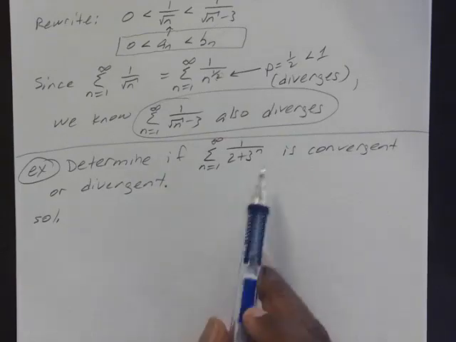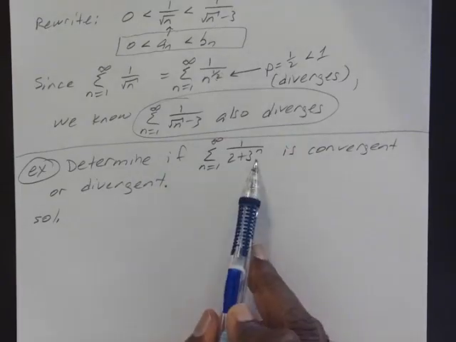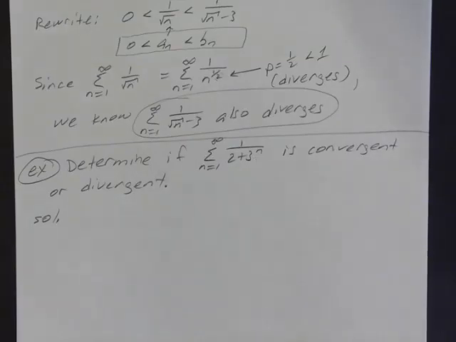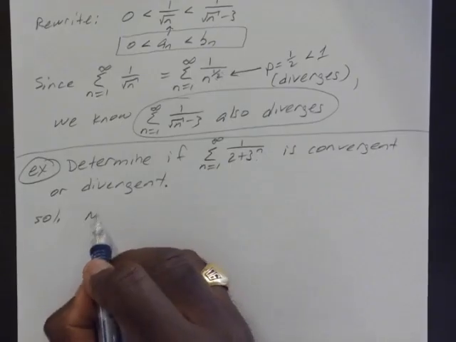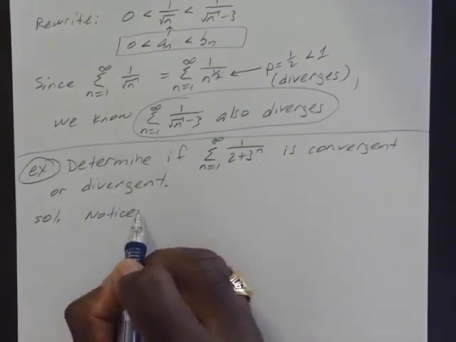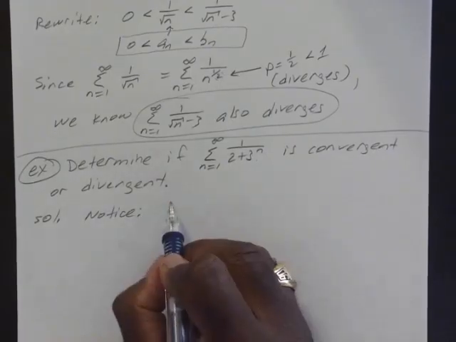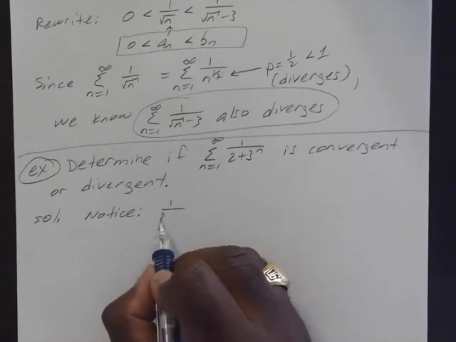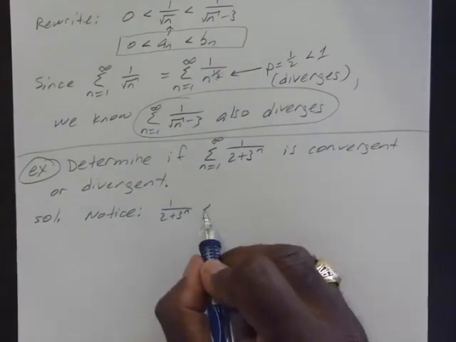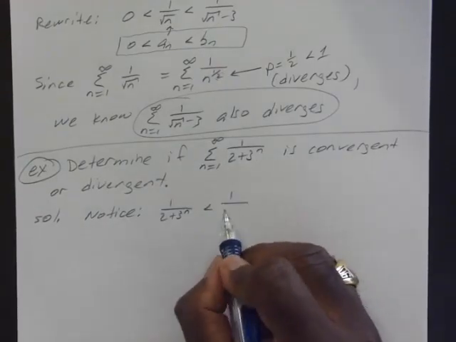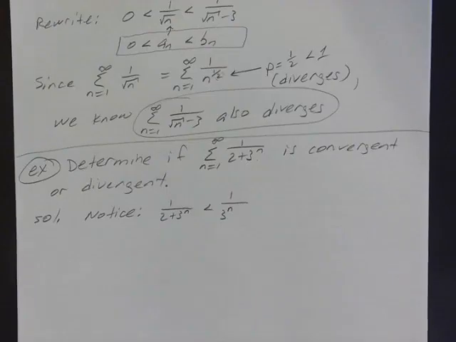Now, because we have an exponent to the power of n, we probably can't use the p-series test, but that doesn't mean it has to be any more difficult, as long as you know other tests. But first thing we're going to notice is that 1 divided by 2 plus 3 to the power of n is less than 1 over 3 to the power of n.